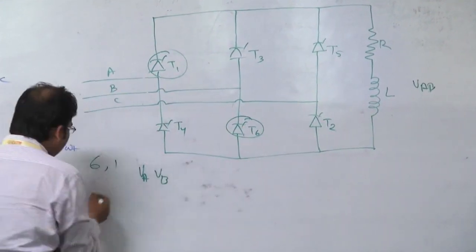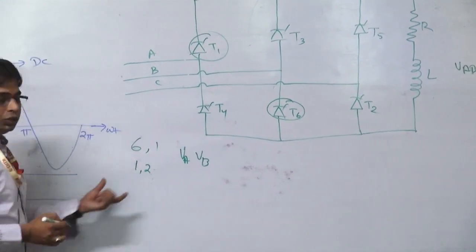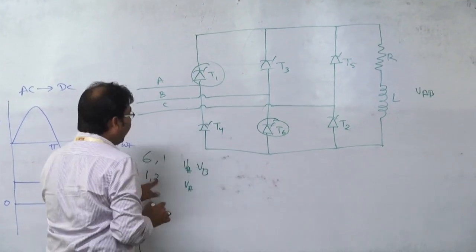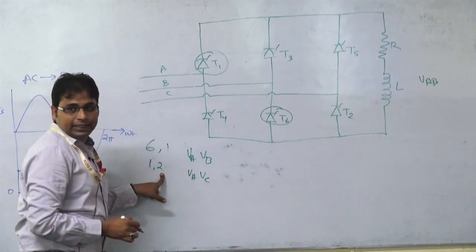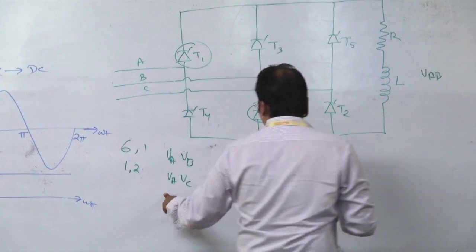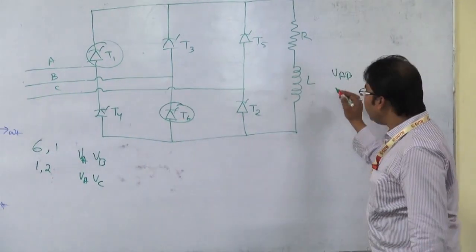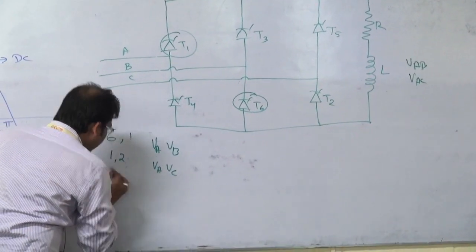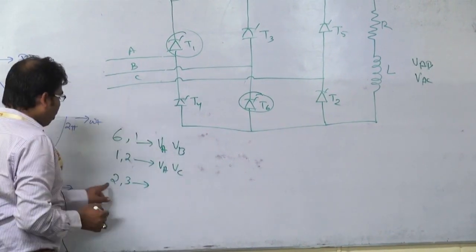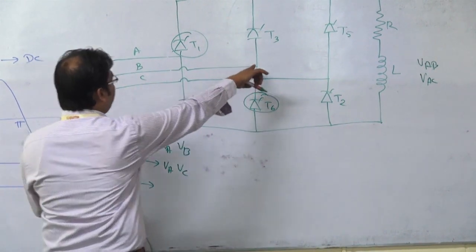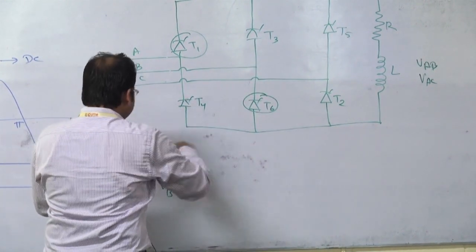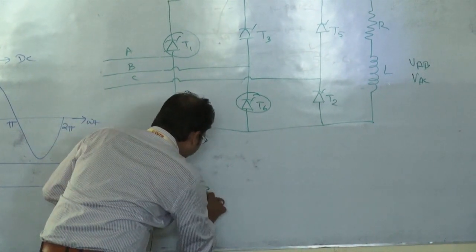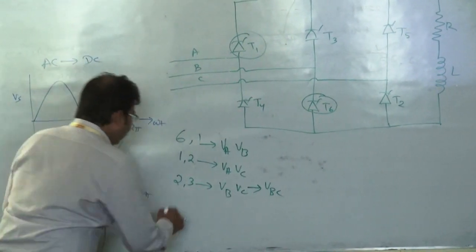Let us now discuss the next sequence. What is the next sequence? 1 and 2. When 1 and 2 conduct, VA is excited, then for 2, VC is excited. Now the output voltage will follow which line voltage? VAC. Next for 2, 3: 3 means upper half, which means B, then VC. So the output voltage will follow the line voltage VBC.